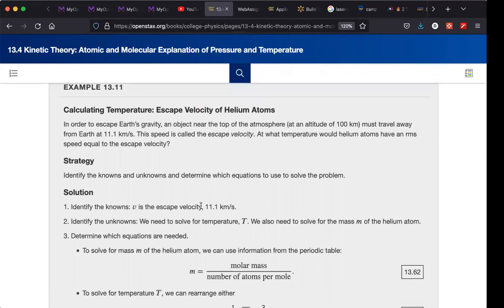So here's an interesting thing. In order to escape Earth's gravity, an object must be going 11.1 kilometers per second. Pretty fast, 11,000 meters per second is how fast you have to be going to escape Earth's gravity when you're at the top of the atmosphere. So what temperature does helium have to be to have that RMS speed?